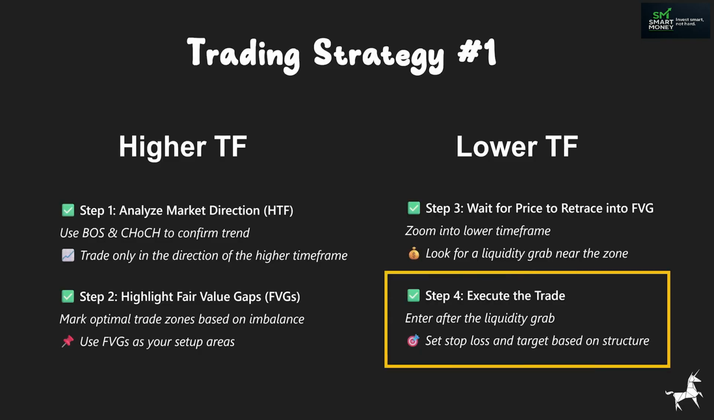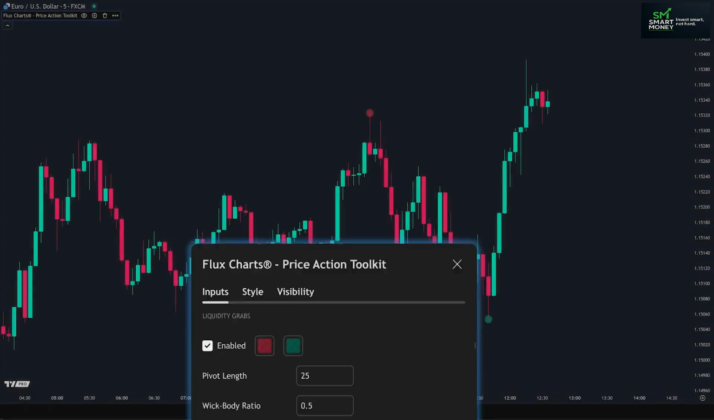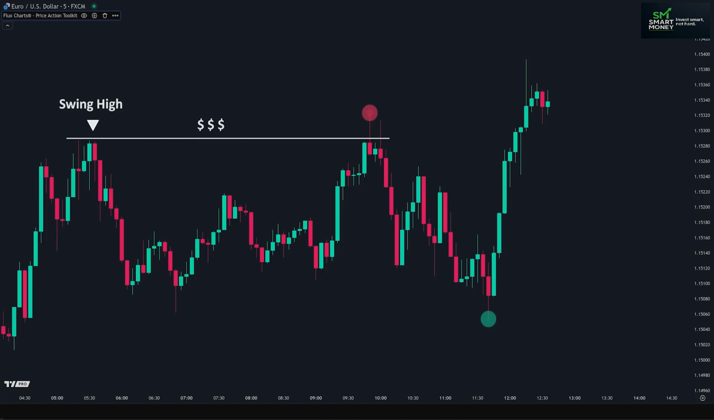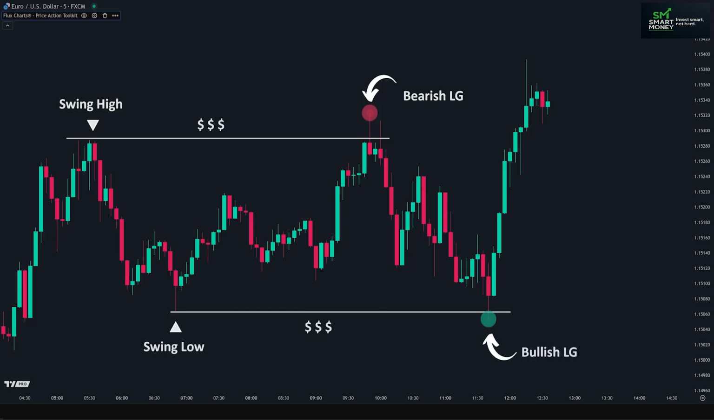Finally, we have liquidity grabs. When you apply it to the chart, you'll notice red and green circles appearing. These represent bearish and bullish liquidity grabs, respectively. When the price wicks above a previous swing high, the indicator identifies it as a bearish liquidity grab, signaling a potential downward movement. Similarly, when the price wicks below a previous swing low, it is marked as a bullish liquidity grab, indicating a possible upward move. Liquidity grabs highlight areas where the market sweeps stop losses before reversing direction.